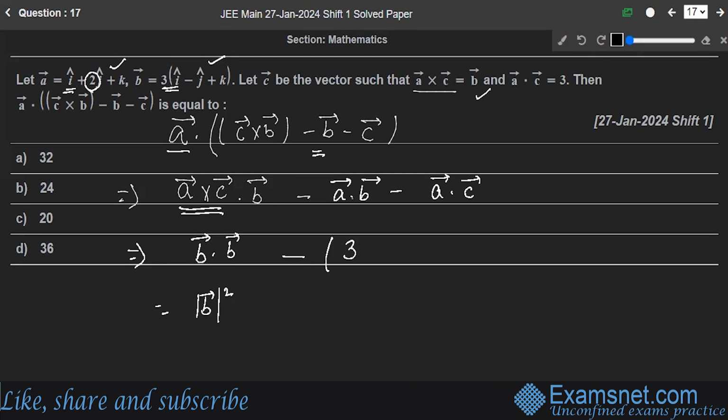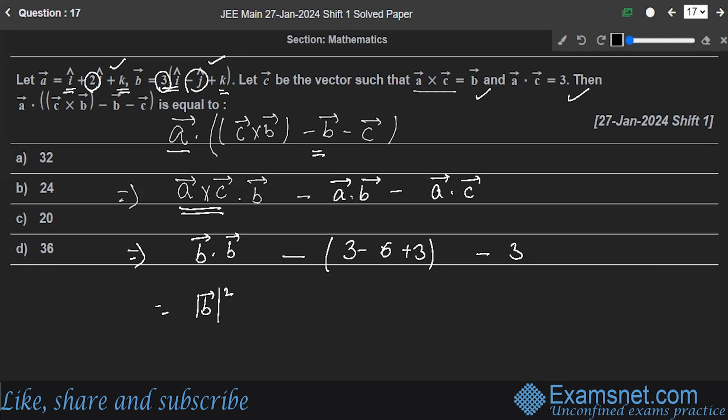And then 2 into minus 1, minus 2. No, 3 minus 2 into minus 3, this will be minus 6. Okay, then 1 into 1, that will be 1 into 3. I'm always missing this 3. So this will be plus 3 minus A dot C. This is 3, already given over here.